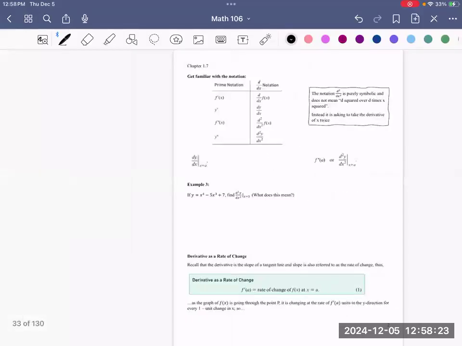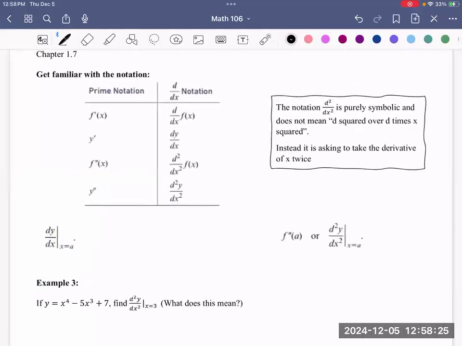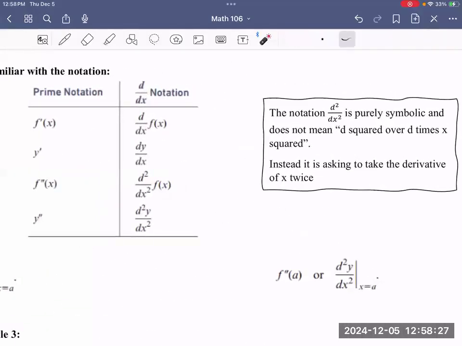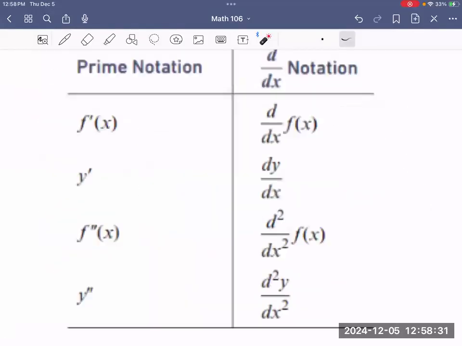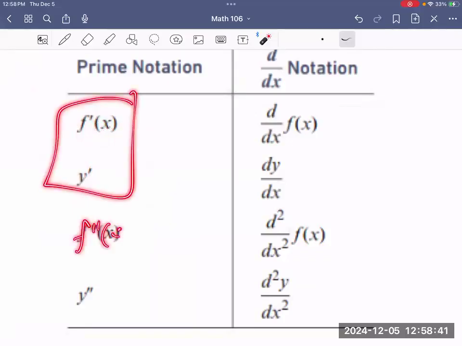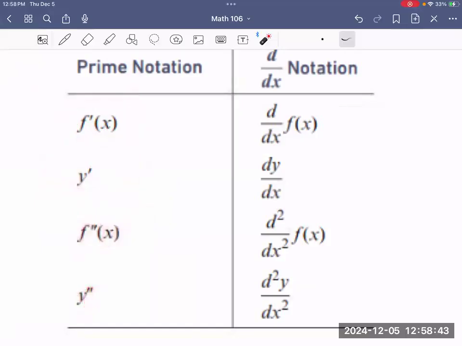Now let's get familiar with some of your notations. If we're talking about prime notation, you could have f prime of x or y prime. That's just your first derivative. You could also say f double prime or y double prime. There's just 1 versus 2.